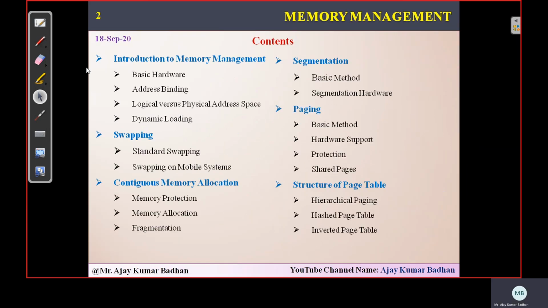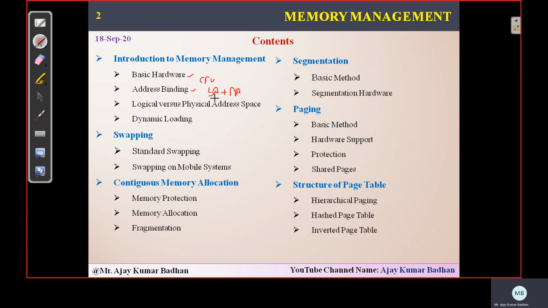In the previous session, we discussed the introduction to memory management, where we came across the basic hardware. Followed by that, we discussed address binding, that is, how to map a logical address to a physical address. What do you mean by logical address? The one which is generated by a CPU.